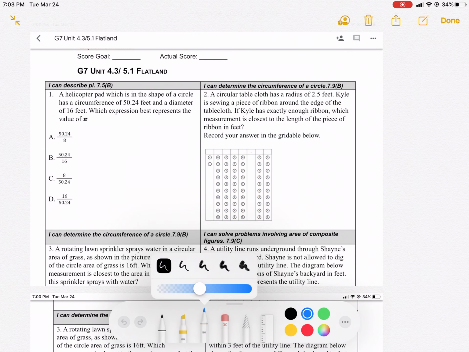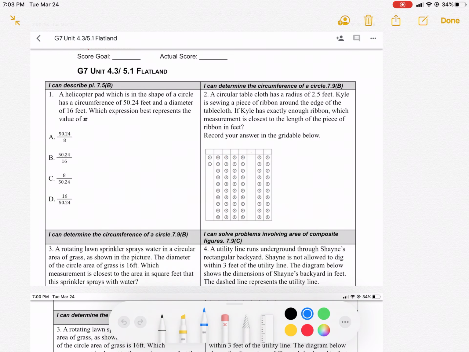Okay, guys, so here's some guidance for your test corrections. Number one, it says a helicopter pad, which is the shape of a circle, has a circumference of 50.24 feet and a diameter of 16. Which expression best represents the value of pi? So my hint for you guys is, which expression best represents the pi?